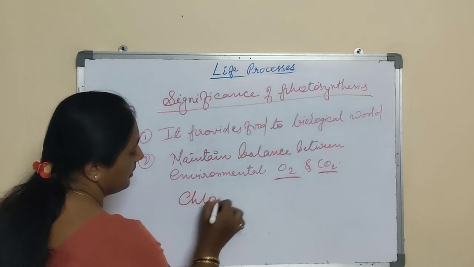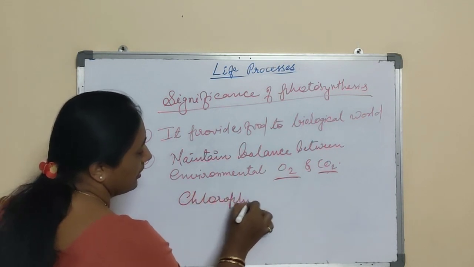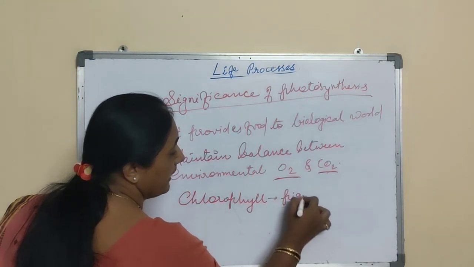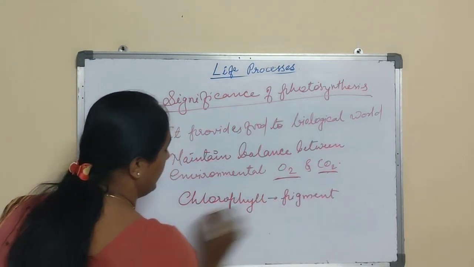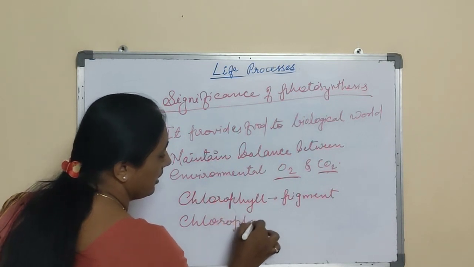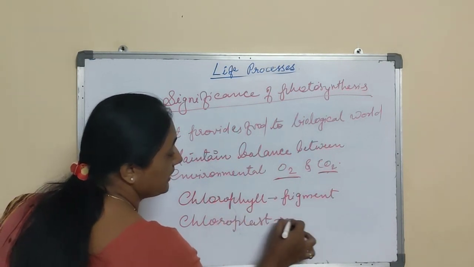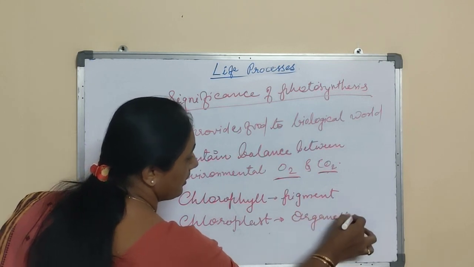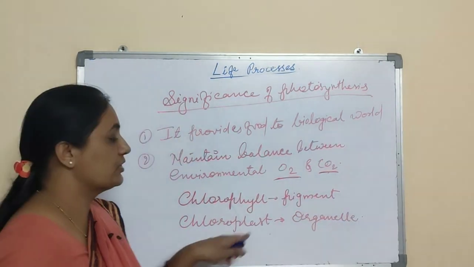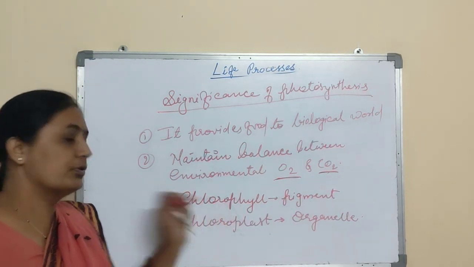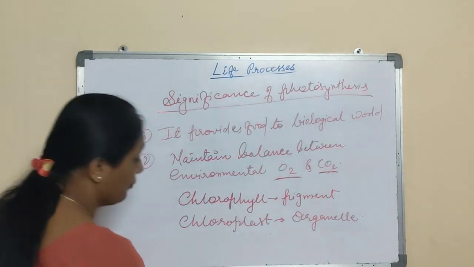Chlorophyll is called the photosynthetic pigment and chloroplast is called the photosynthetic organelle. The organelle responsible for photosynthesis is chloroplast, and the pigment responsible for photosynthesis is chlorophyll.